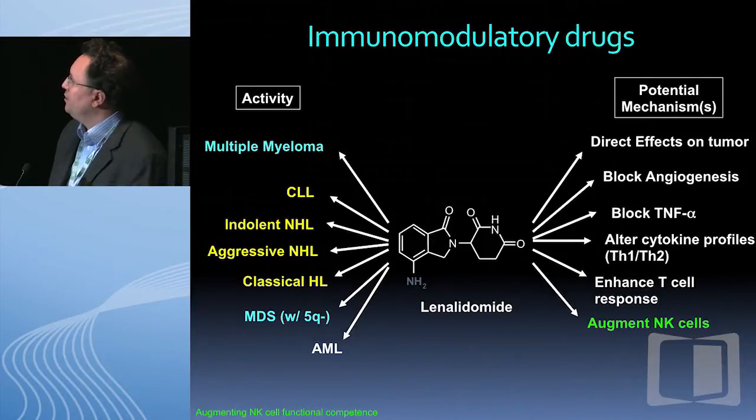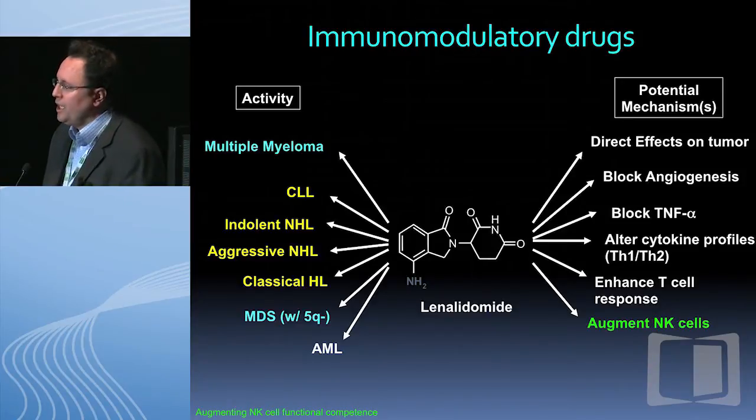Okay, so moving on to augmenting the NK cell functional response, I think everyone in this room is probably also familiar with the class of drugs called immunomodulatory drugs. Lenalidomide is one example of that, and this particular drug has a wide level of activity against a number of different myeloid and lymphoid diseases, as is shown here, and an equally diverse number of potential mechanisms of action.